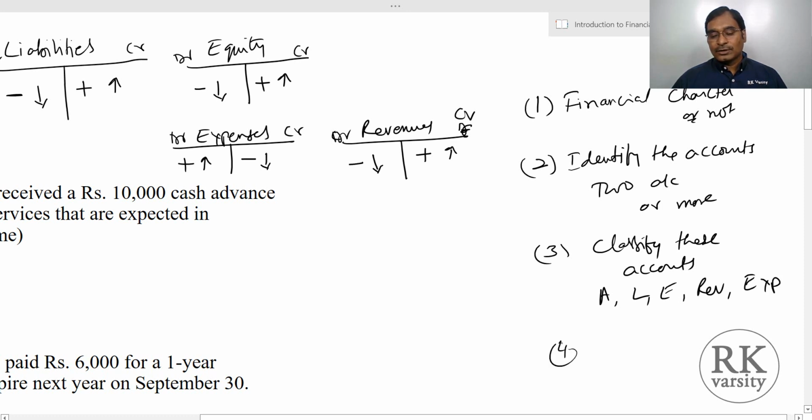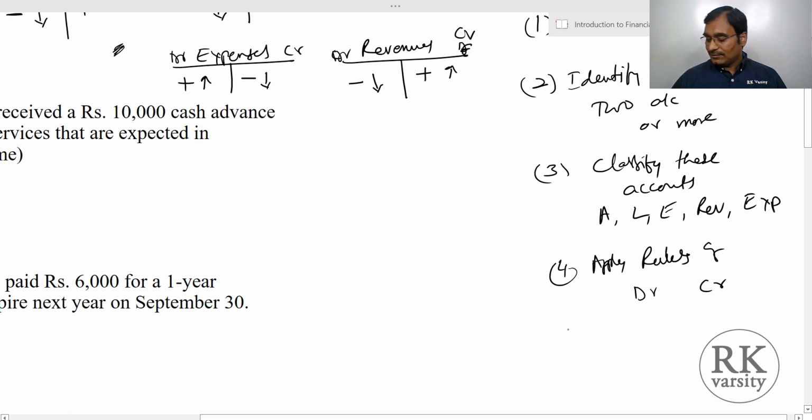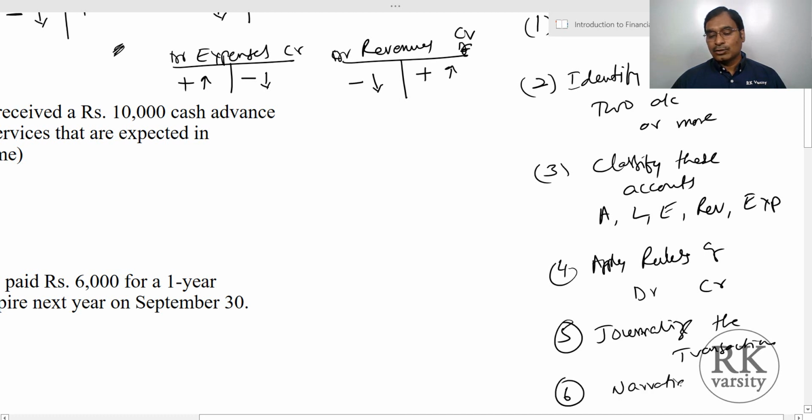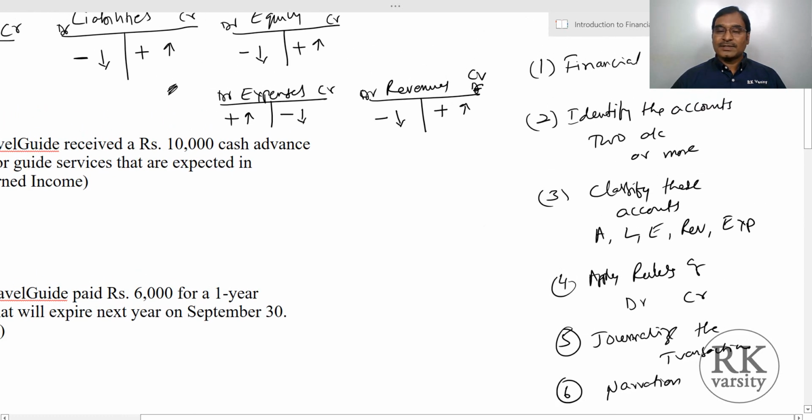Then fourth, apply the rules of debit and credit. Then in the fifth stage, generalize the transaction, and the sixth step is to write a narration for each transaction that you generalized. So these are the series of steps that you have to follow.